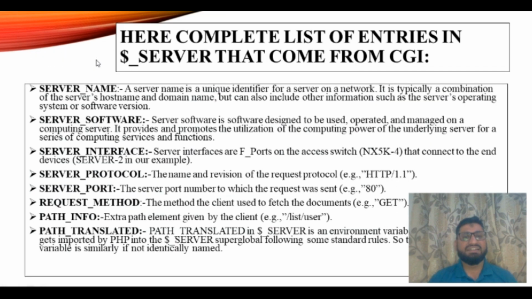Next, we have the complete list of entries in the $_SERVER array that comes from your CGI. We get the entry list, basically like server name. A server name is a unique identifier for a server on a network. It is typically a combination of the server's host name and domain name, but can also include other information such as server operating system or server software version. So basically server name will give you the name of the server, which operating system is on the server, and also the version of that particular operating system.